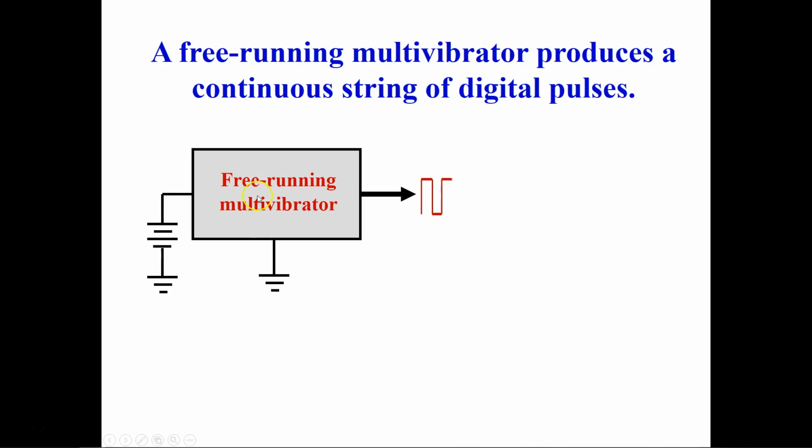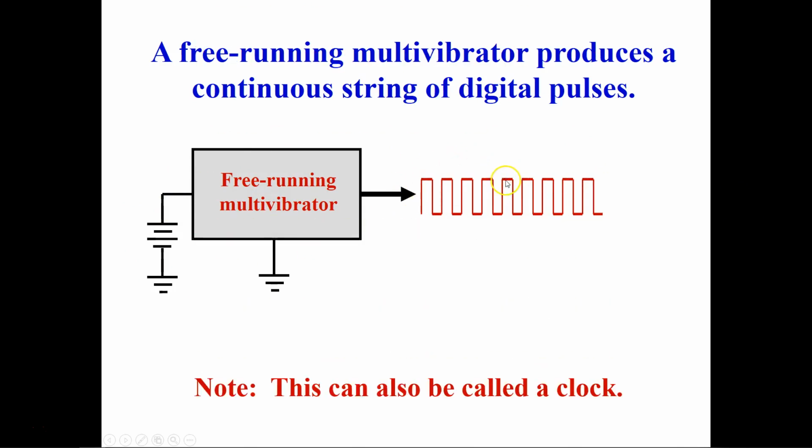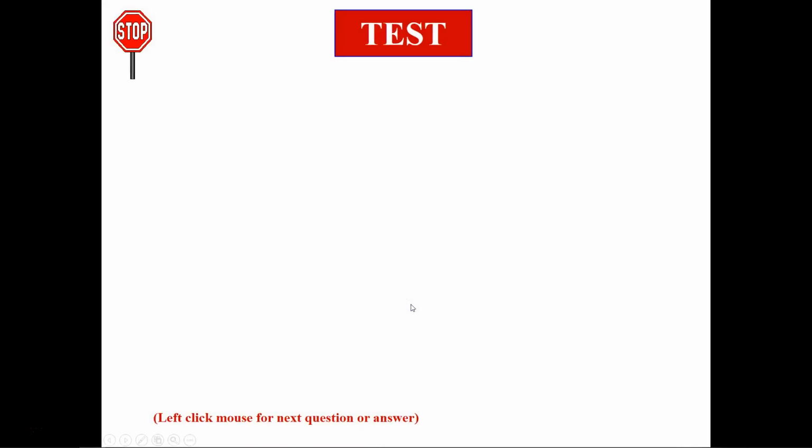Now let's see the free running multivibrator. As you can see, the input is connected to the supply, and through this multivibrator you see a continuous clock is produced. So this kind of clock we'll be using in the later sequential circuits, and you will see the benefit of this clock in the later lectures. Now let's do some tests.